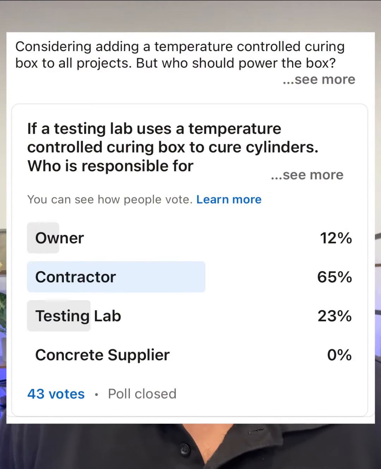All right, so I made a post on LinkedIn a couple of weeks ago where I asked, if the testing lab provided a temperature controlled curing box for initial curing of concrete cylinders, who should be responsible for providing power to that box? We had about 43 comments, and based on those responses to the poll, about 65% said the contractor should be responsible. I agree with this, but really it kind of depends.